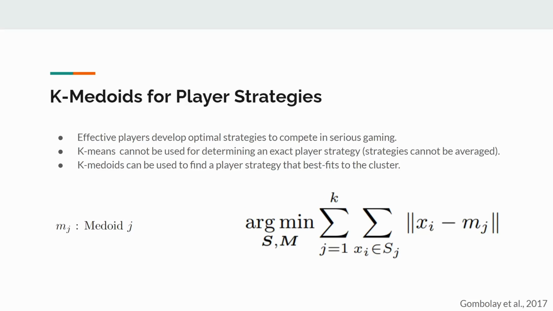So now let's shift a little bit. Previously we were looking at different player types. Now let's try and look at player strategies. There's a reason why we can't use K-means for player strategies, and that really just boils down to what it means to take the mean of a strategy. You don't want specific actions to be averaged here, because then that operation is not really defined for a strategy. So that's why this work, we can assume, went with K-Medoids instead of K-means.